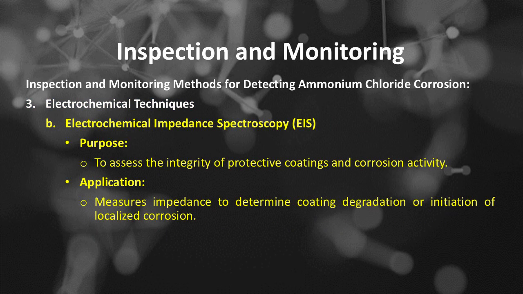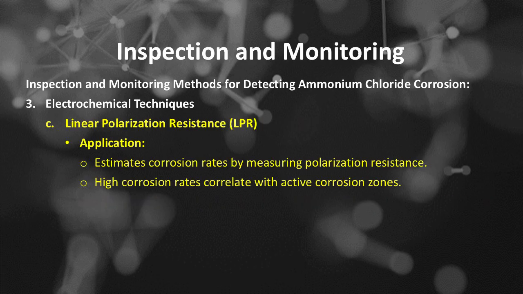Electrochemical techniques. Number B is electrochemical impedance spectroscopy. The purpose of electrochemical impedance spectroscopy is to assess the integrity of protective coatings and corrosion activity. The application of electrochemical impedance spectroscopy is that it measures impedance to determine coating degradation or initiation of localized corrosion. Electrochemical techniques. Number C is linear polarization resistance, or LPR. The application of linear polarization resistance is to estimate corrosion rates by measuring polarization resistance. High corrosion rates correlate with active corrosion zones.